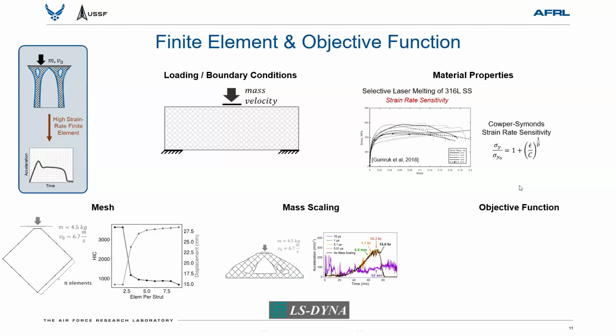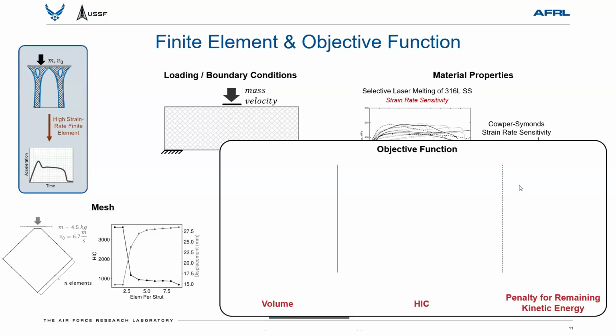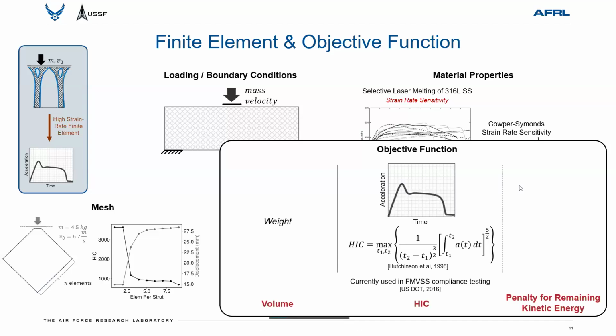Mass scaling is definitely a factor in these types of simulations. It helps accelerate the solution convergence, but if you use too much, then you can lose accuracy. So we had to figure out how to tune that on an example problem before we go into the loop. The objective function I'll zoom into for just a quick second here, since there's a couple parts of it. On the one hand, I mentioned typically we want to keep mass low or weight low. So volume is one of the objectives that we want to essentially minimize. The other one is the head injury criterion. This is one of those scalar metrics that get pulled from the acceleration curve.